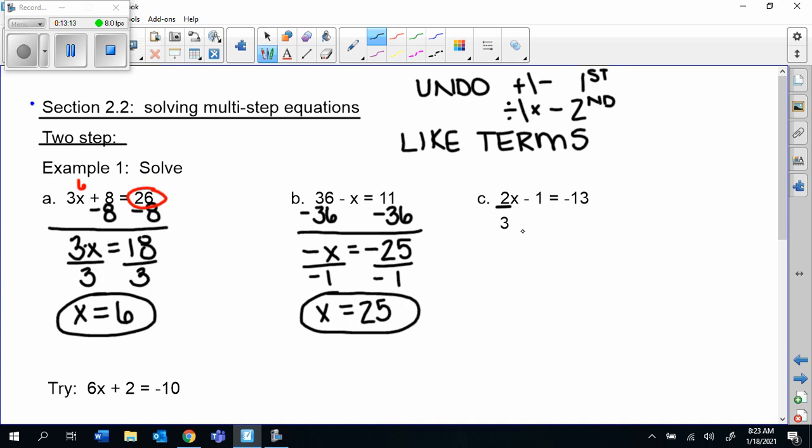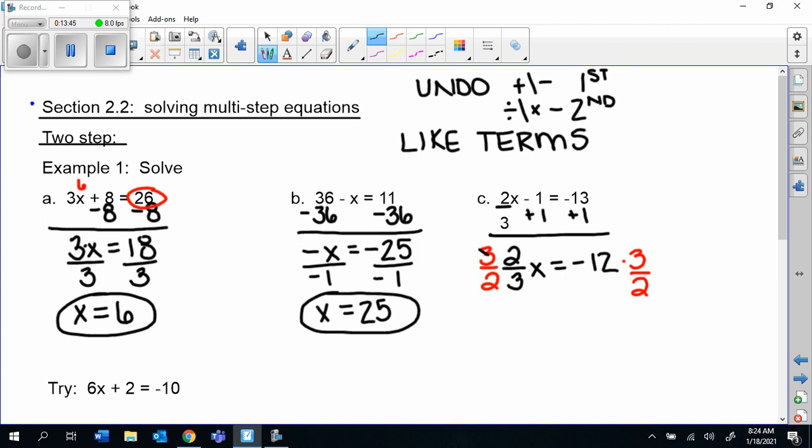Example C. Again, we're going to combine like terms, so we're going to jump that negative 1 over. We're going to do that add and subtract piece first. We get 2/3 x equals negative 12, because that 13 is negative. Now I'm going to flip that fraction. I'm going to write down the reciprocal, so 3/2. And then on this side, I'm going to write down 3/2.